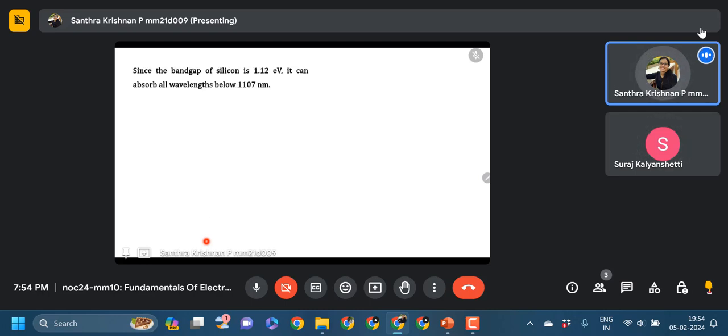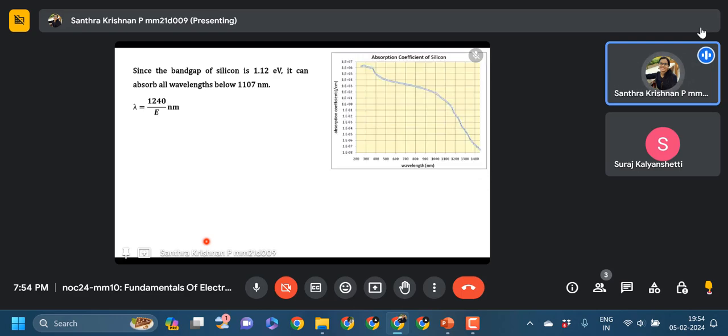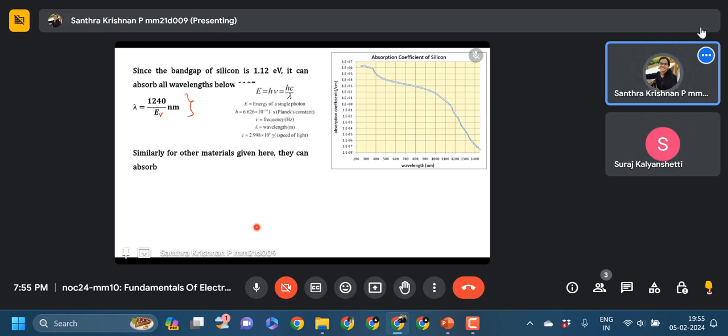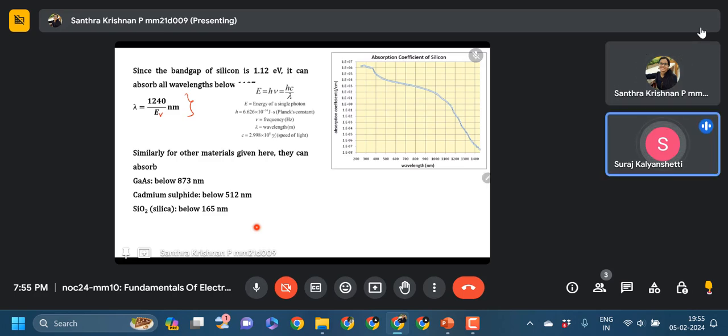Based on the equation you just told me, lambda is equal to 1240 by E, where E is in eV and lambda in nanometers. This is a shortcut we use instead of separately substituting hc. Suppose we substitute 1.12 here for all materials. We can see that gallium arsenide is below 876, cadmium sulfide below 152. So what does this mean? I want to understand what this means. That is what I'm coming to.